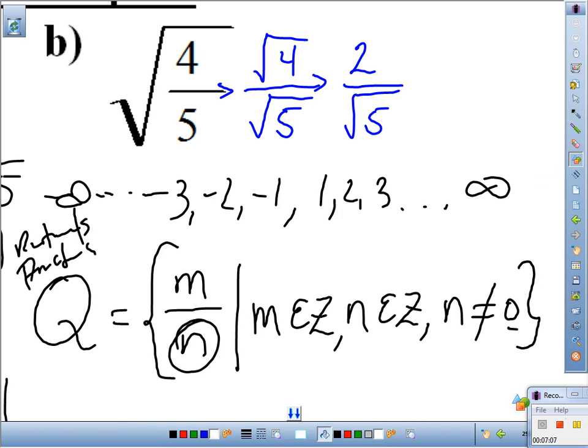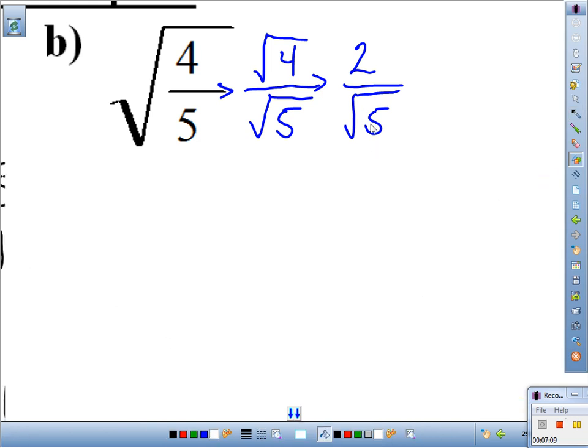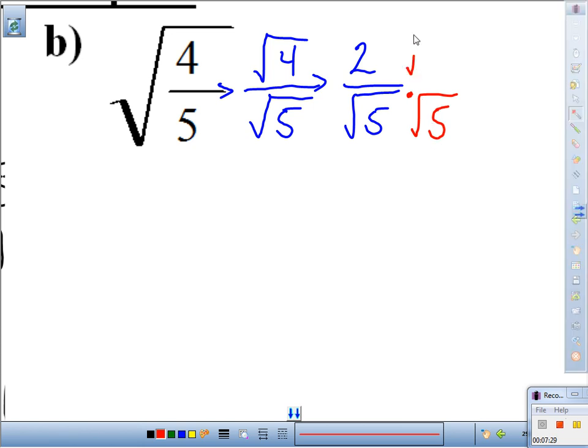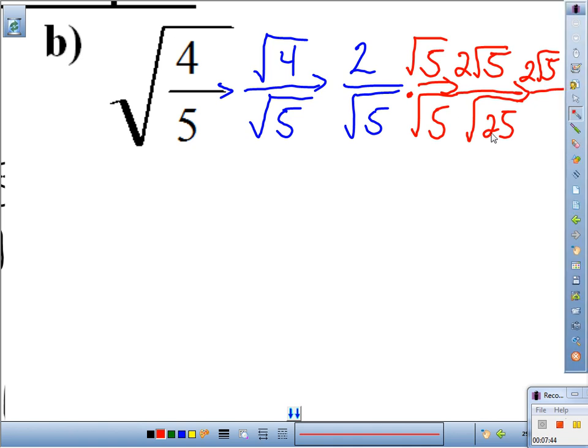Therefore, now that I showed you the definition, we cannot have this on the denominator. So what can we do? I'm going to show you a step called rationalizing the denominator. We're going to get rid of the radical on the denominator. How do we do that? By multiplying it by itself. And whatever we do to the denominator, we do to the numerator. So this becomes 2 square root of 5 over, what is 5 times 5? Square root of 25. Therefore, 2 square root of 5 over, what is square root of 25? 5, and now it's simplified.